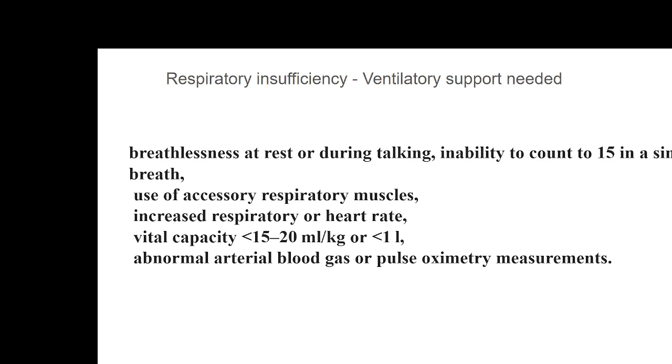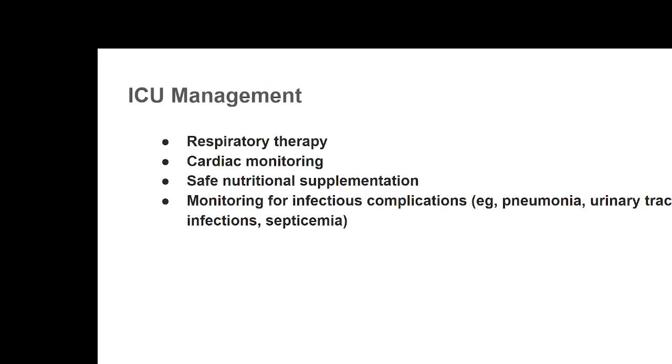Or if the patient shows signs of using accessory respiratory muscles or an increased respiratory rate, if the vital capacity is less than 15 to 20 milliliter per kilogram, or the arterial blood gas is altered, or the oxygen saturation on pulse oximetry is less than 80%, that patient essentially requires respiratory support. That's how it's done. So in all patients, these are the issues.